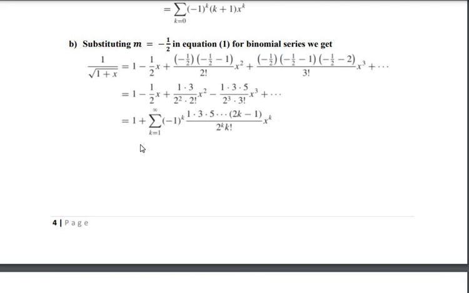So we can write it in sigma notation: 1 plus sigma k is equal to 1 to infinity minus 1 the whole raised to k into 1 into 3 into 5 etc. 2k minus 1 divided by 2 raised to k into k factorial into x raised to k.